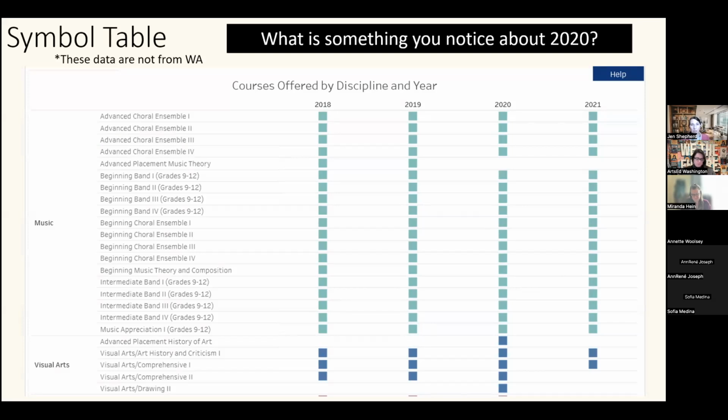So this is off of our school profile dashboard, where you pick one school at a time and then see a lot of information about the arts program in that school. Which disciplines do they offer? What is the enrollment? What does that look like by grade level? What is their enrollment over time? All kinds of things. And one of the pieces of that is specifically which courses have been offered. So what is something that you're noticing about the year 2020 in particular here?